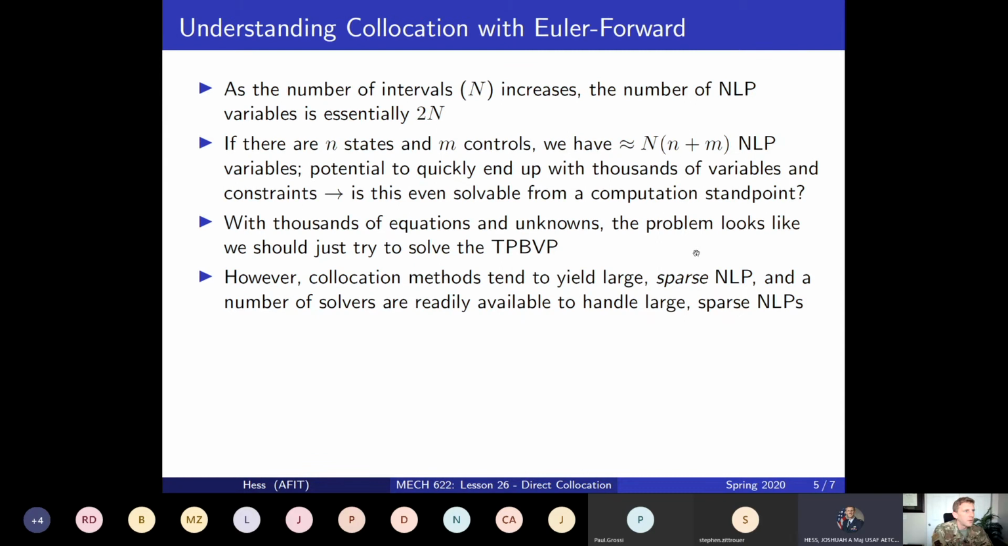So with Euler forward, as you increase the number of intervals, your number of NLP variables increases by roughly n plus m per interval. If you've got n states and m controls, you've got about n times n plus m variables. So you can end up with thousands of variables pretty quick. If you have 6 states and 3 controls and 100 intervals, that's 900 variables that you're solving for. So they can become very large.